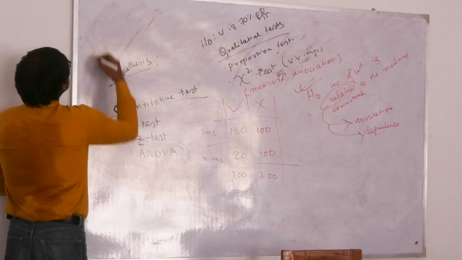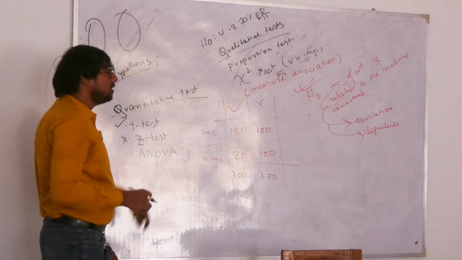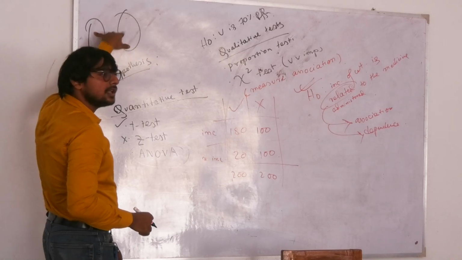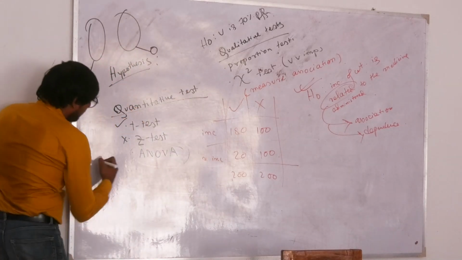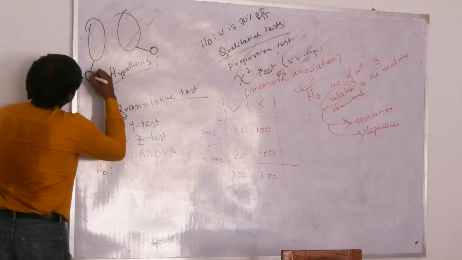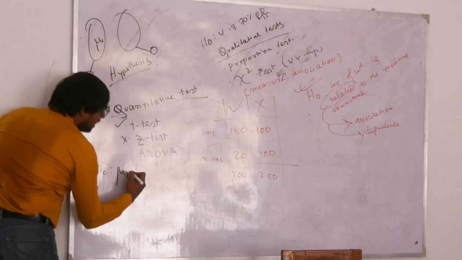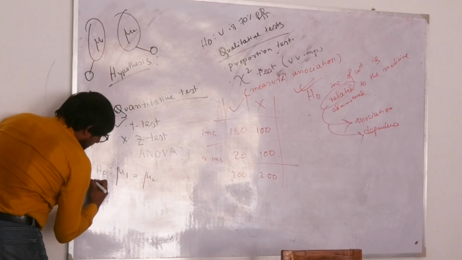So when are we using this? Say we have two groups, two populations. Say these are people from the northwest of India, these are people from the northeast of India. We have drawn two samples. Our null hypothesis is mu1, which is the average height of this population, is equal to mu2, the average height of this population. And what is our alternate hypothesis?